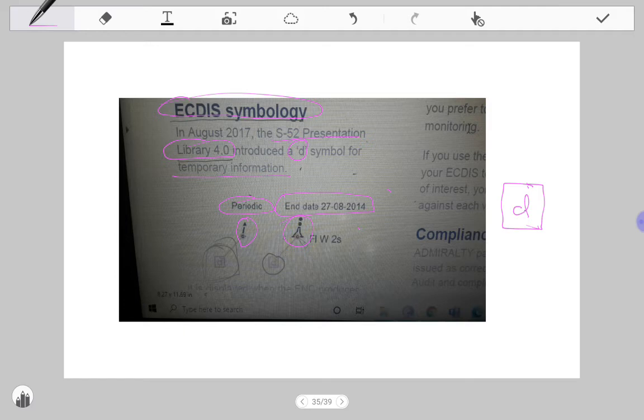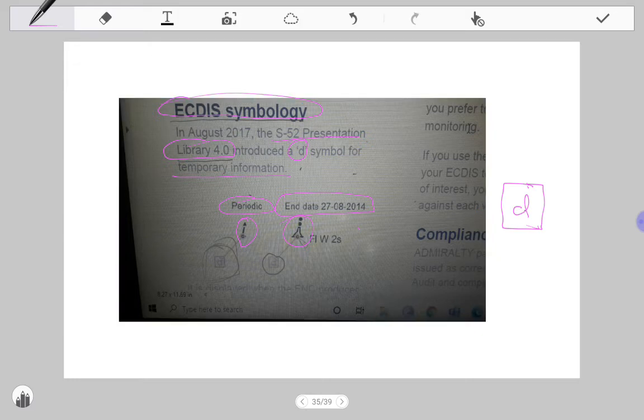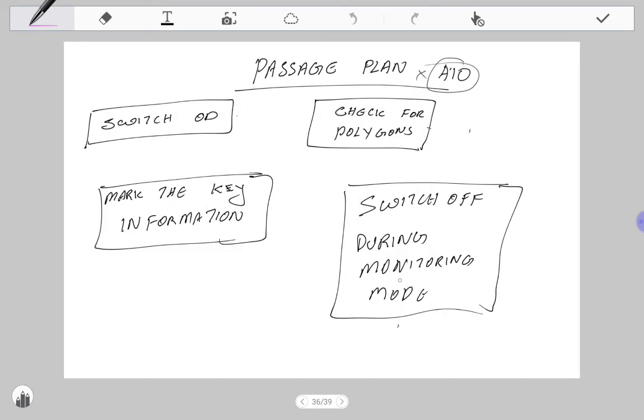That function was introduced by presentation library 4.0. So when the AIO information is activated, if you see any TNP notices showing that D symbol, please check the date also.